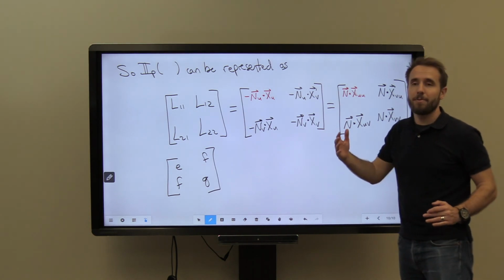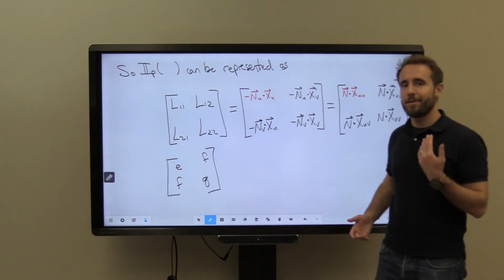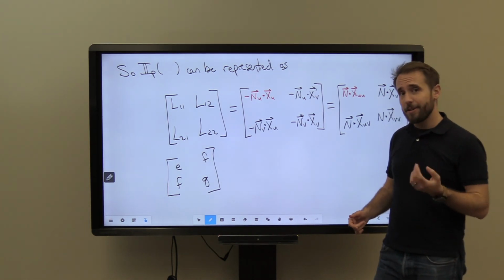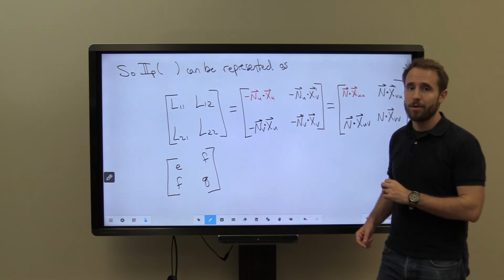So this is our second fundamental form, and much like the first fundamental form, this will be fundamental to proving different or computing different quantities about our surface.